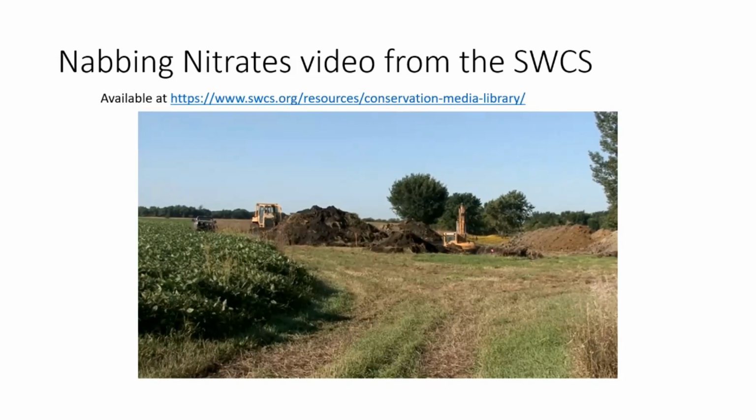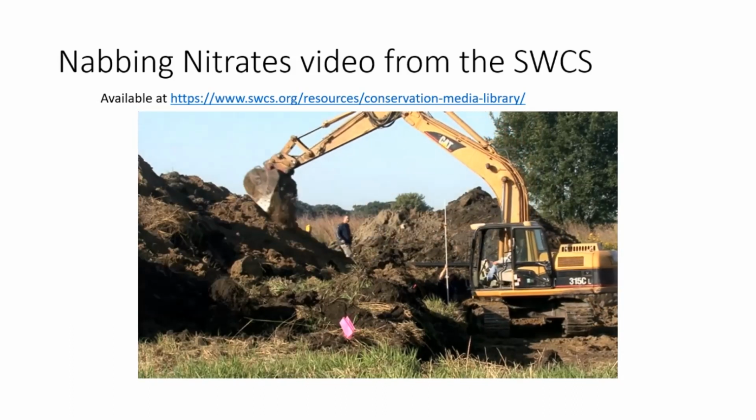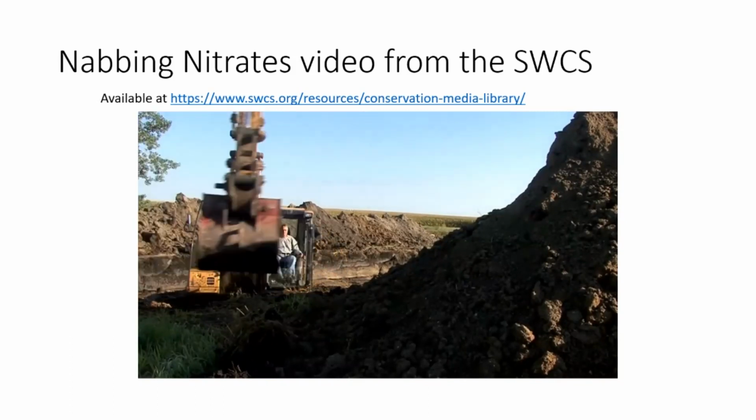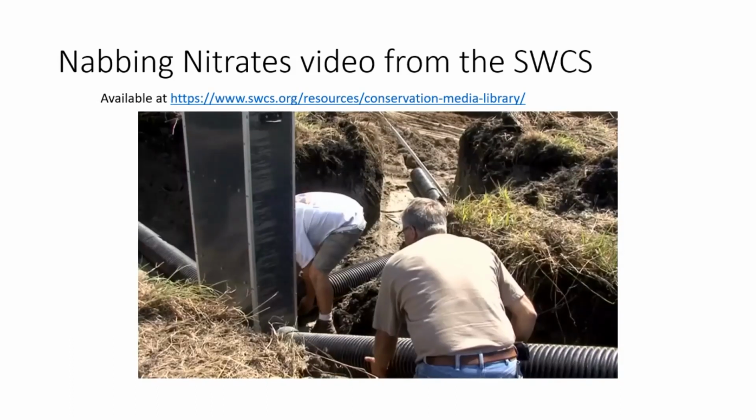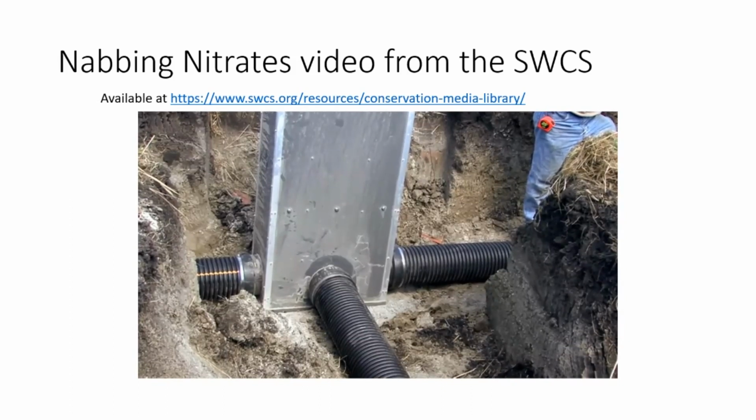Woodchip bioreactors are placed near the outlet of a tile line on the edge of a field. First, a pit is dug to the depth of the tile. Sizes vary, but most are about 100 feet long and up to 30 feet wide. An inflow water control structure is connected to the tile line to route water into the bioreactor.